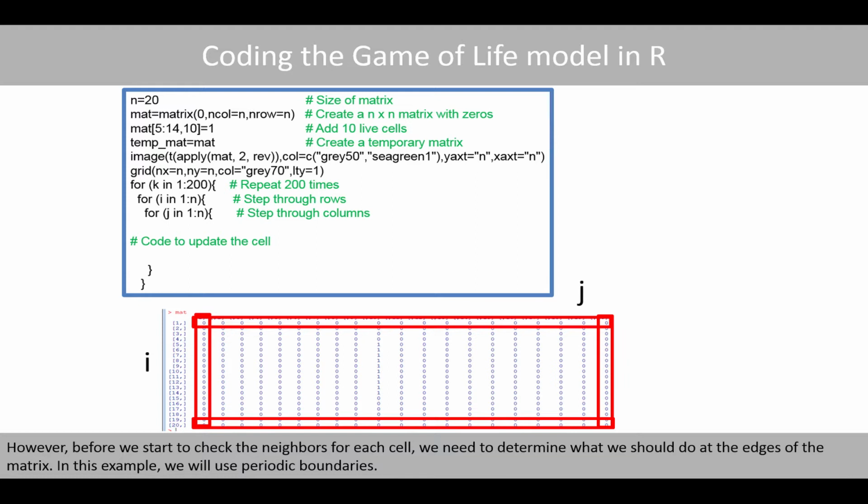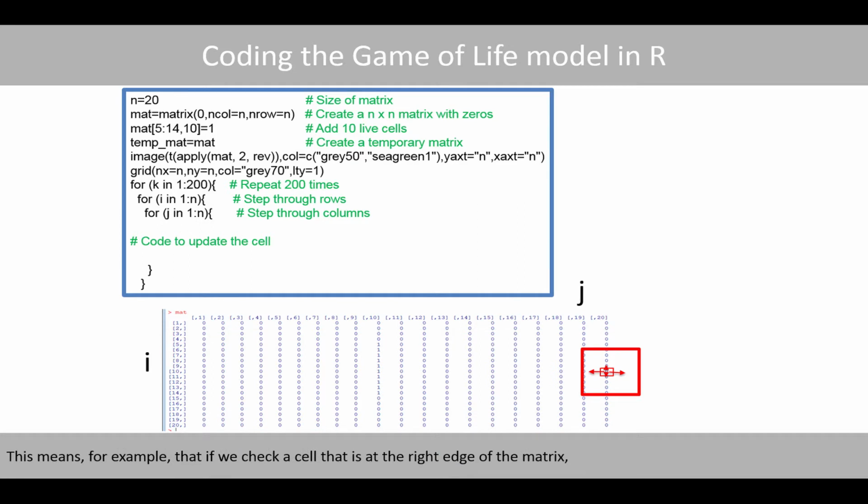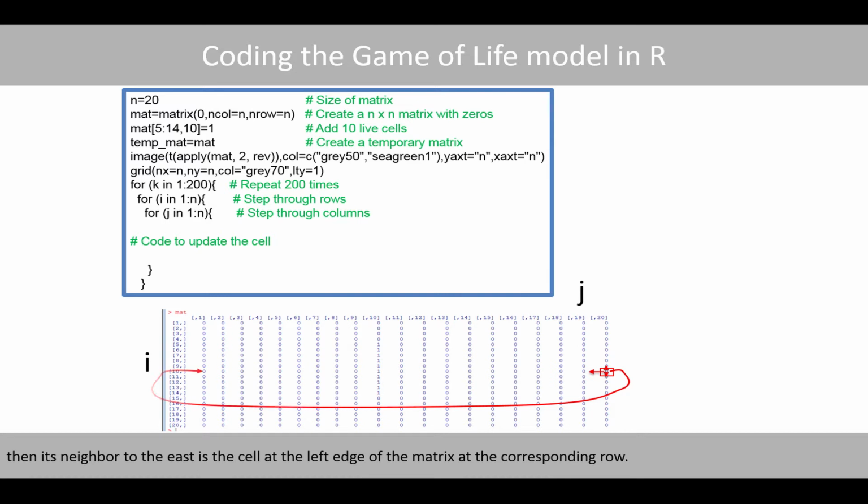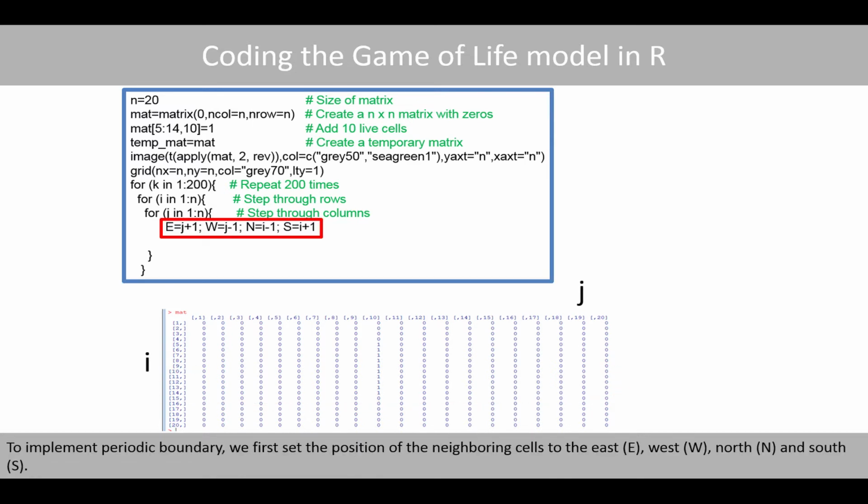In this example, we will use periodic boundaries. This means, for example, that if we check a cell that is at the right edge of the matrix, then its neighbor to the east is the cell at the left edge of the matrix at the corresponding row. To implement periodic boundaries, we first set the position of the neighboring cells to east, west, north, and south.